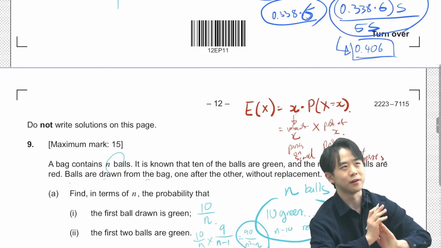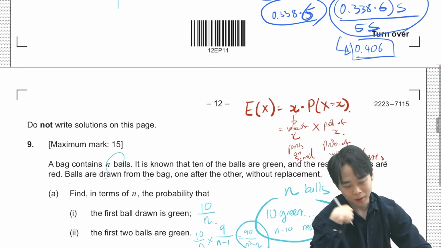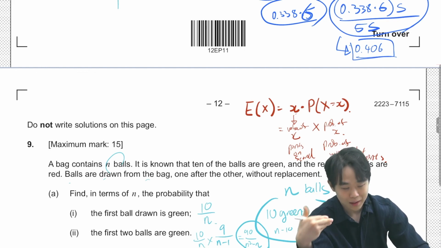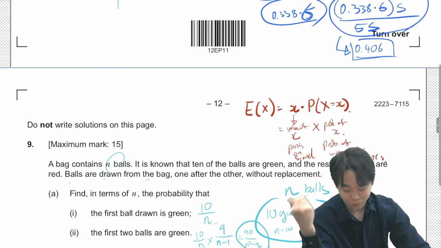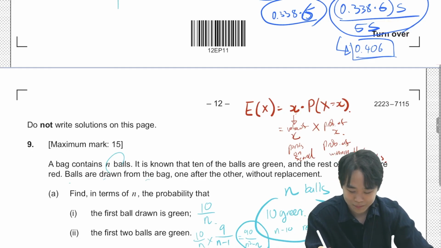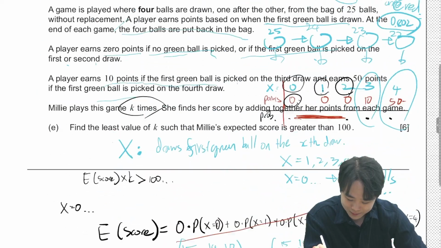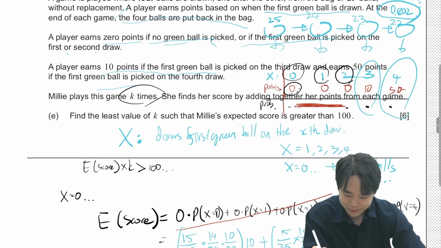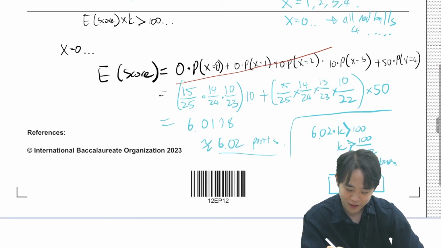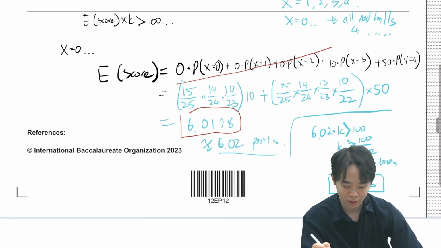So the probability of finding a green ball on the third draw gave you 10 points. The probability of finding a green ball on the fourth draw gave you 50 points. So we did 10 times that probability and 50 times the other probability. So 10 times drawing on the third plus 50 times drawing on the fourth, and that was what we went through to find the expected score of 6.02.